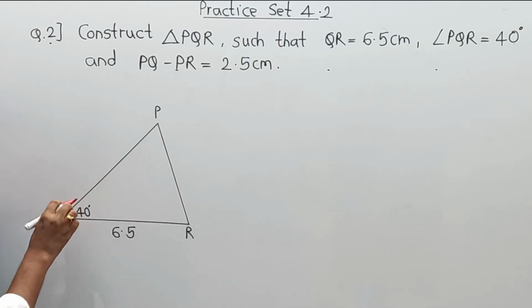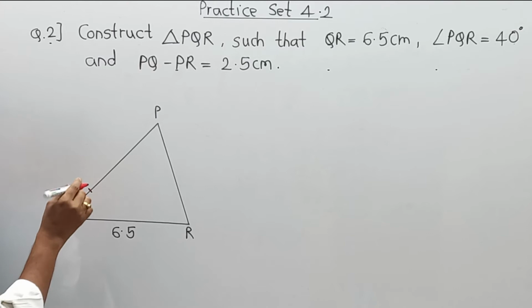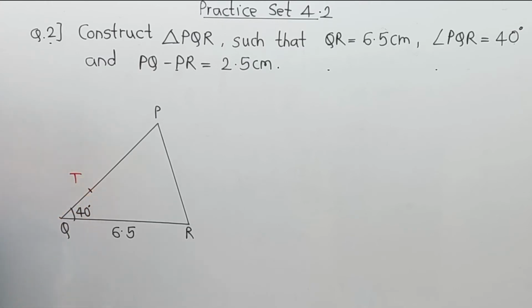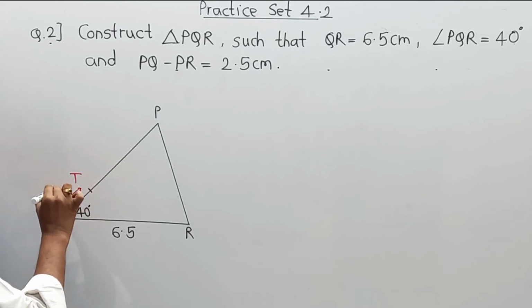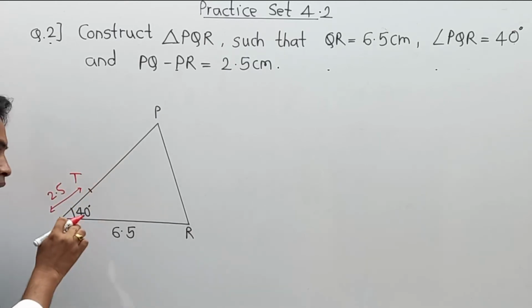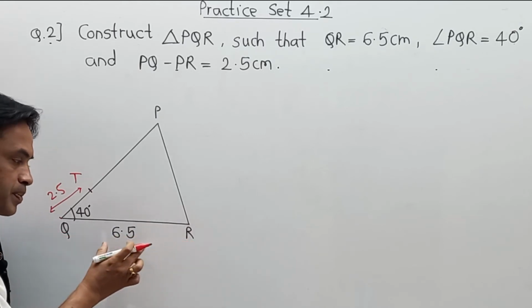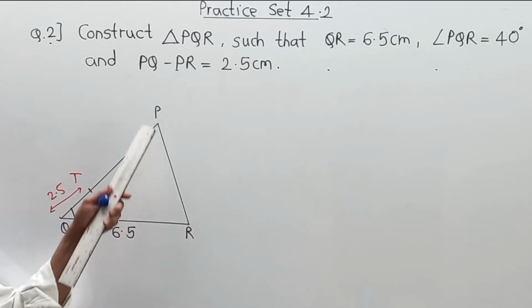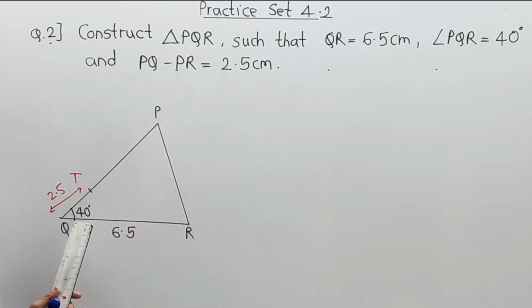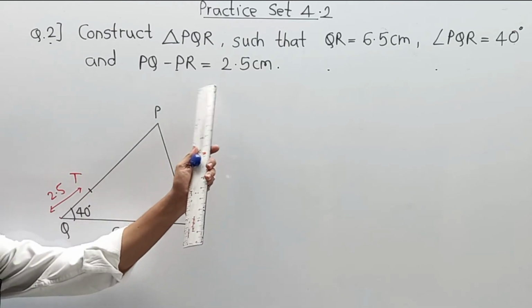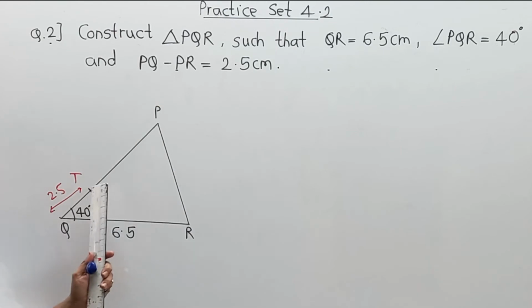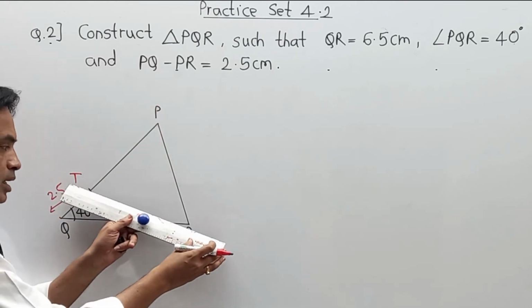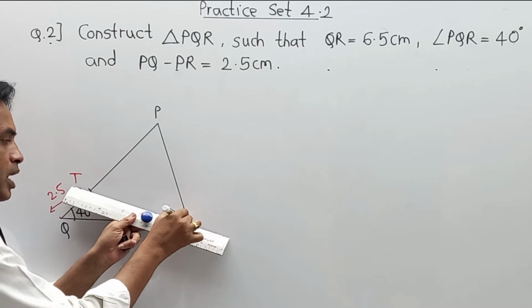It means from point Q, you have to make a mark at a respective point. Let us say I call it T. This distance from Q to T is 2.5 centimeter. First of all I am going to draw QR of 6.5 centimeter. After that from Q I am going to draw an angle of 40 degrees with an extended line. Next from Q I am going to take a point T at a distance of 2.5 centimeter. And to identify the point P, I am going to join T with R or R with T.